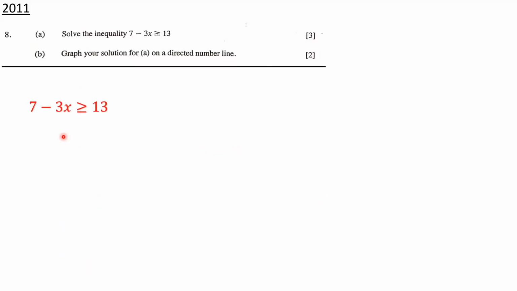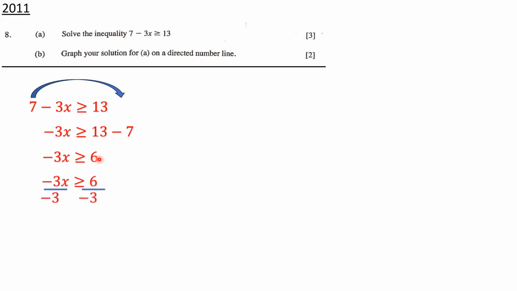We have 7 minus 3x is greater than or equal to 13. What we're going to do is send the 7 over. It was a positive 7, now it becomes a negative 7. Now we subtract. 13 minus 7 is definitely 6. And so we have negative 3x is greater than or equal to 6. We divide both sides by negative 3.